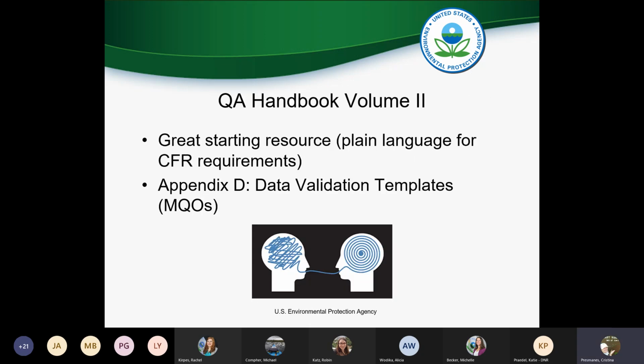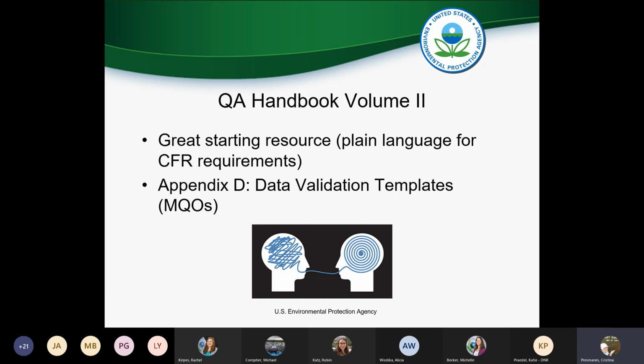Okay. From that previous list, I want to take a second to talk about the QA Handbook Volume 2. This handbook is a lengthy read, but does an excellent job in translating the CFR requirements to an easier to digest, readable document. They also have excellent resources on electronic logbooks, some sample forms which could be amended to work in both regulatory and non-regulatory capacity, as well as the Appendix D validation templates, which hold the measurement quality objectives, or MQOs, and validation requirements for regulatory criteria monitoring.